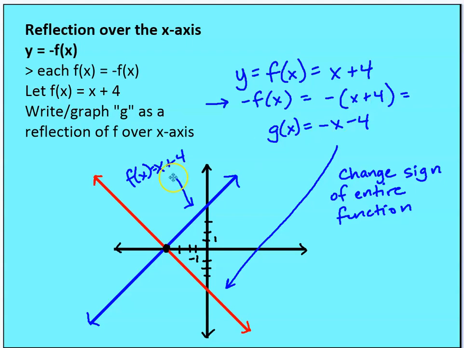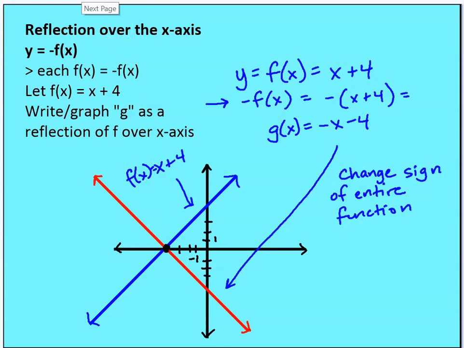All right, and then I'm going to graph, and it ends up being a reflection here. You see in red, g of x is equal to negative x minus 4, where g is a reflection of f over the x-axis. All right, okay, so let's move on.